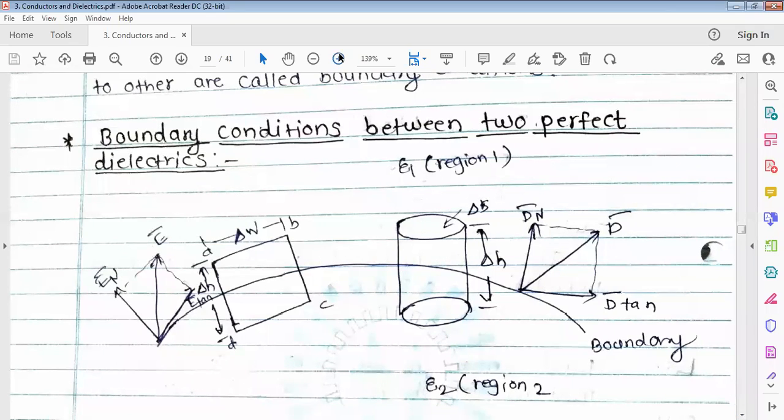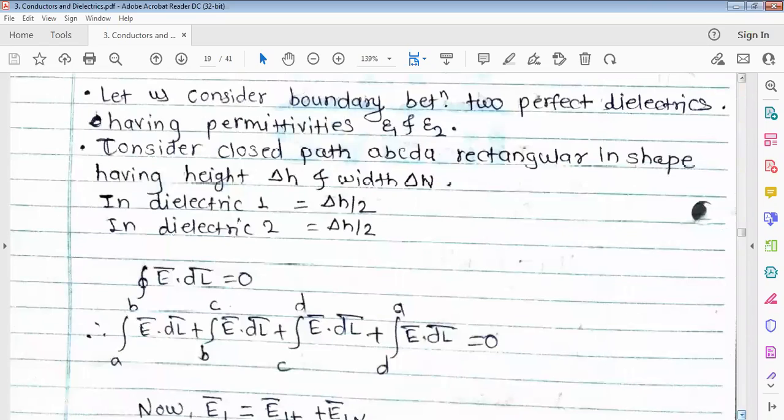So for finding this E bar component, that is electric field intensity, we are considering one closed loop, that is A, B, C, D, A, and the total height is delta H. And for finding this D bar, we are considering one closed surface, that is one cylinder having total height delta H. Now, half part of both is placed in region 1, having permittivity epsilon 1, and the remaining half part is placed in region 2, having permittivity epsilon 2.